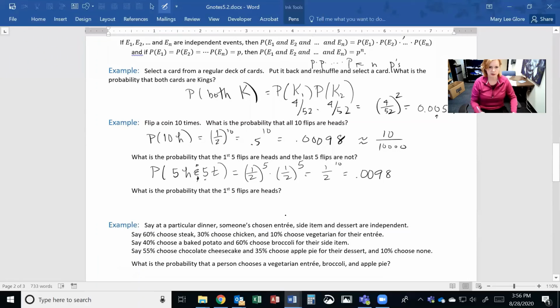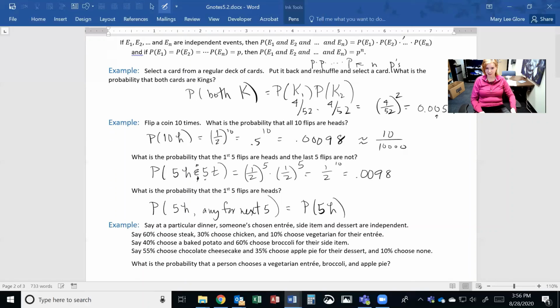So what's the probability that the first 5 flips are heads? You can think about this as there's 5 heads and then there's anything for the next 5. Well, these are independent. So the next 5 events are not going to affect the first 5. So this is just the probability of getting 5 heads. Wrap your mind around that. It doesn't matter what, I'm only concerned with the first 5. And this is going to be 1/2 to the 5th power, which happens to be 0.031, also unlikely to get 5 heads.